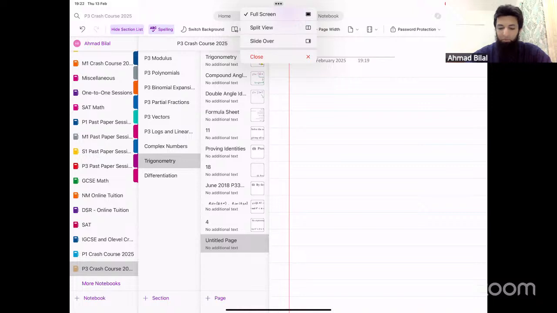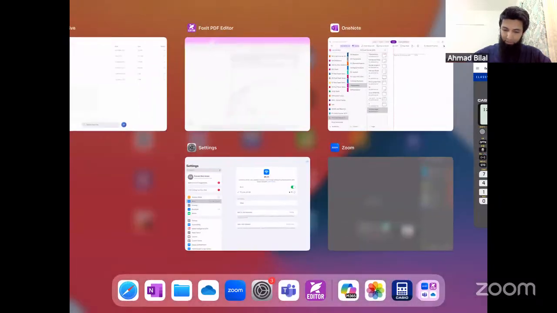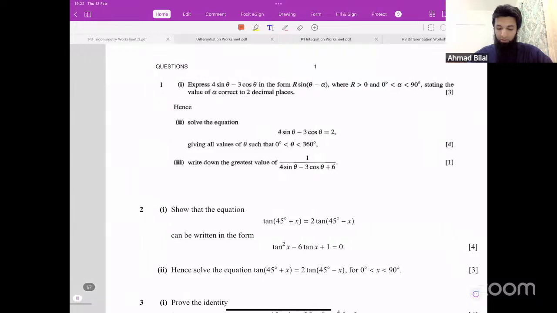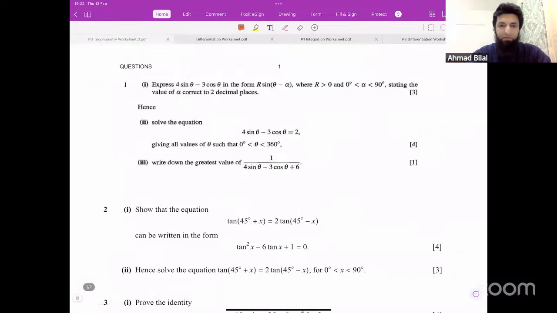I think we've got most of the people here now. So we are going to start. Let me open the worksheet. So we start with question number 1 first of all. Okay, so we'll start with question number 1 from the worksheet. Last part of this. Okay.